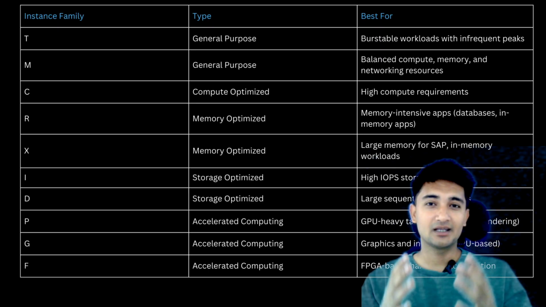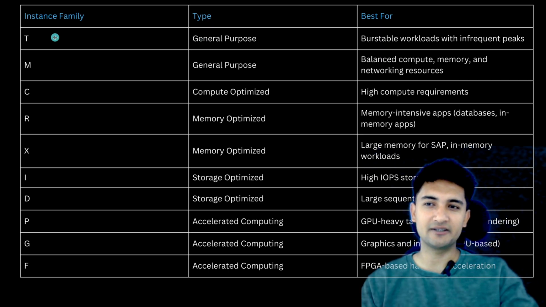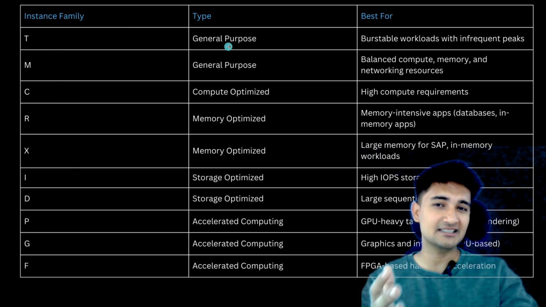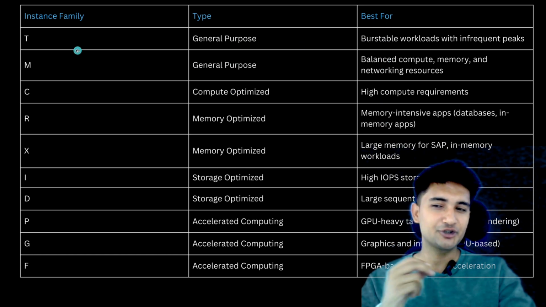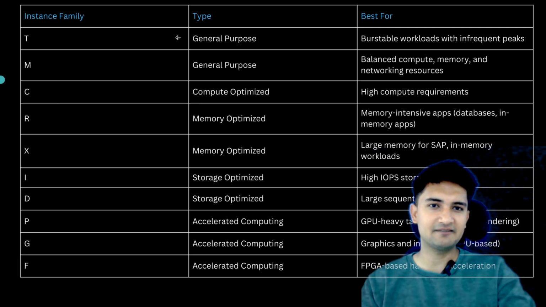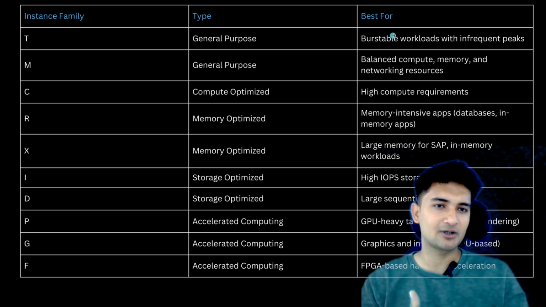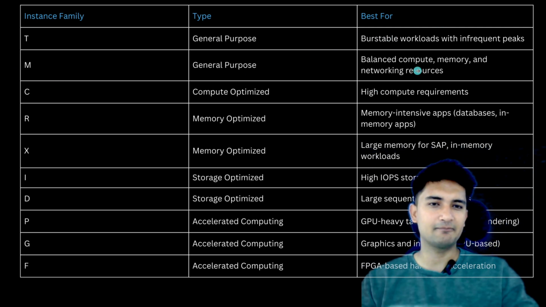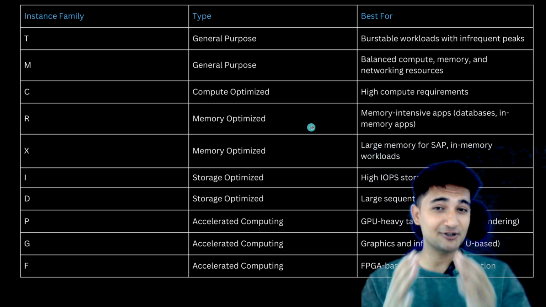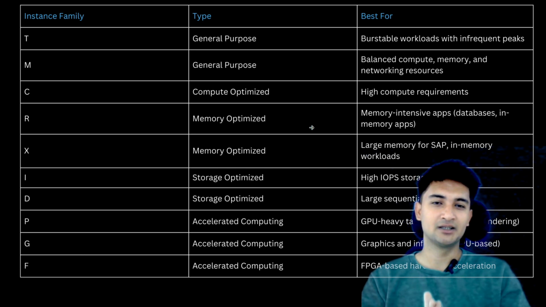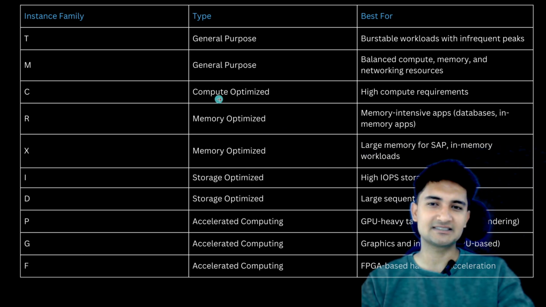Now, I have this table here which includes all the different instance family and what instance type do they belong to, along with use cases to help you understand when should be using T family or M family or C family. So I have T family to be used whenever you want burstable workloads, M family whenever you want to have balanced compute, C family for high compute requirements, and so on. You can take a screenshot to understand this because you will get a question in the exam. So I hope now you have understood what are different instance types.